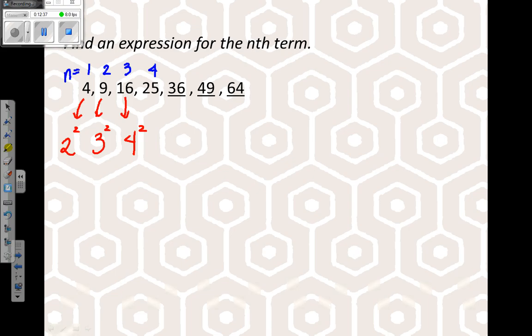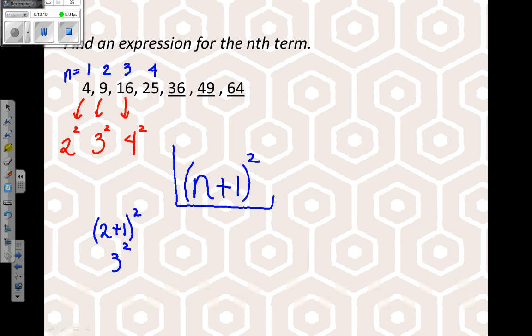So when n is 1, I need 4. I know that I can get 4 by squaring 2, okay? But I need an expression with n in it. So when n is 1, if I need 2, I need to add 1 to it to get my 2, take that value and square it. Then see if it holds for the 9. When n is 2, if I plug in 2 for n, and add 1 to it and square it, that gives me my 3 squared. So for my second position, that would give me my 9. And you can continue checking in that manner.